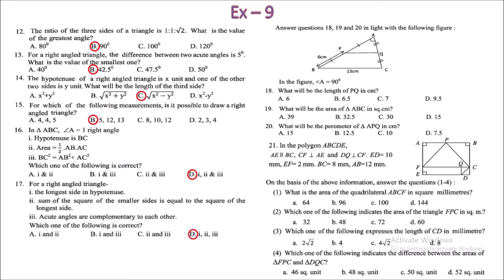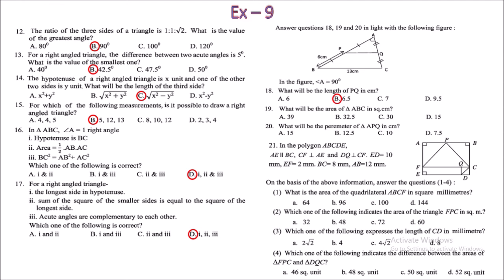Now by this figure we have to answer 18, 19 and 20. So angle A here is 90 degrees. What is the length of PQ? Here you can see PA equals PB, so PA equals 6 centimeter. So AB equals 12 centimeter, BC equals 13 centimeter. If you use Pythagoras theorem, you will get AC equal to 5 centimeter. So AQ equals how much? AQ equals 2.5 centimeter. So if you use AP equal to 6 centimeter, AQ equal to 2.5 centimeter, by Pythagoras theorem you can find out PQ equal to 6.5 centimeter. So that is the correct answer B.